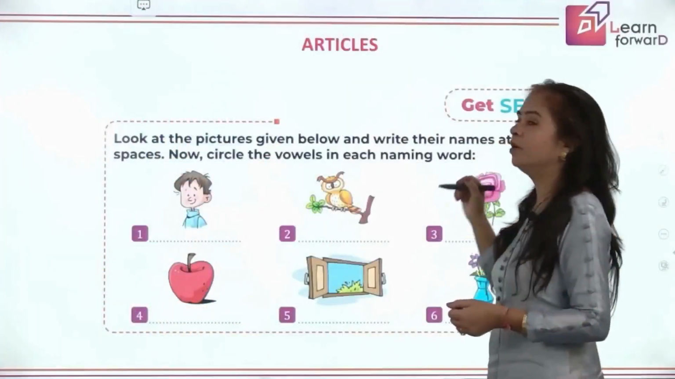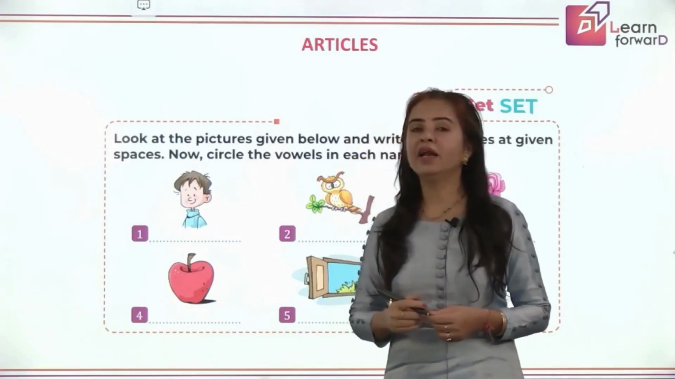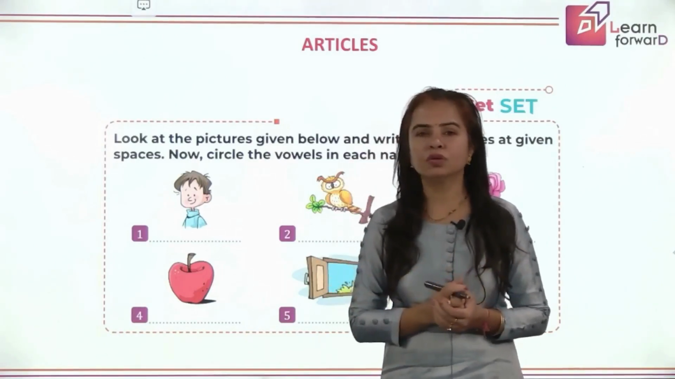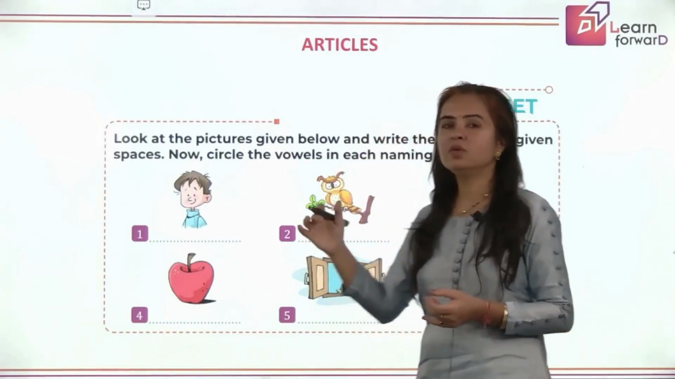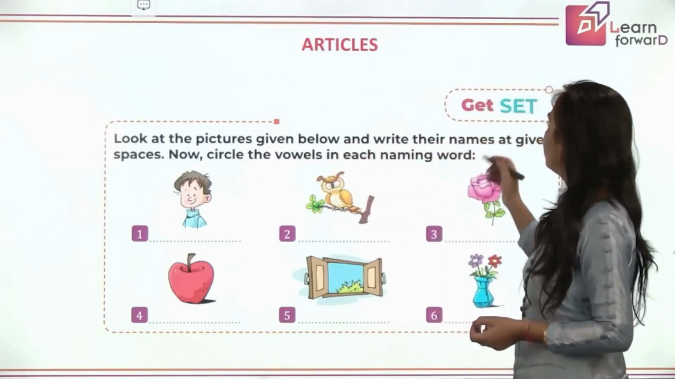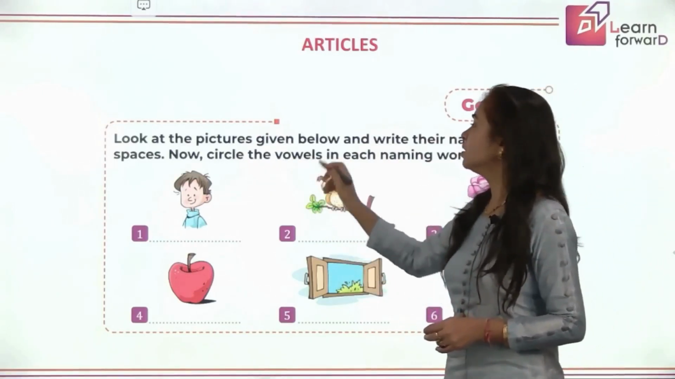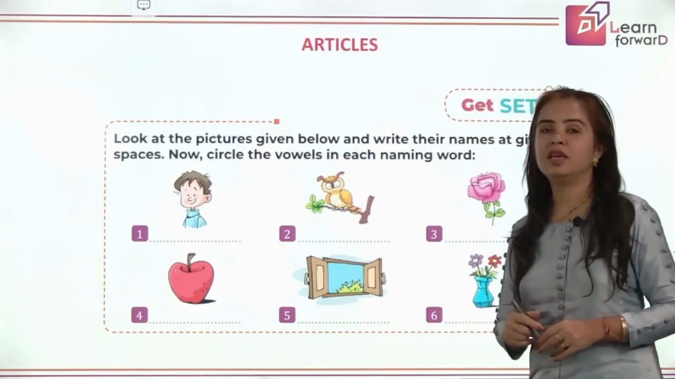We have learned about articles, which we use before nouns, and there is something related to consonants and vowels in that. Let's see a review exercise first. Look at the pictures given below and write their names at given spaces. Now circle the vowels in each naming word.